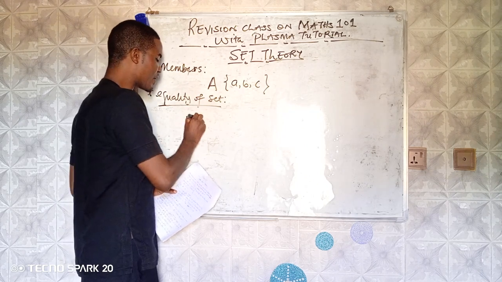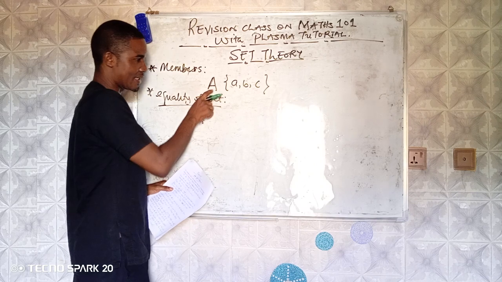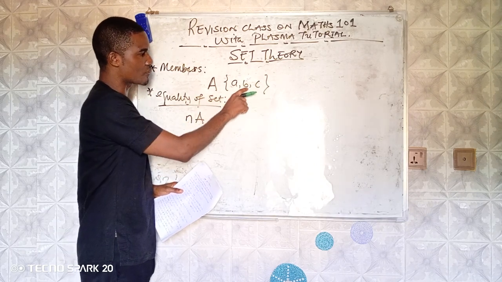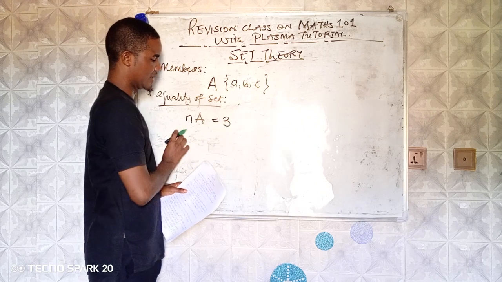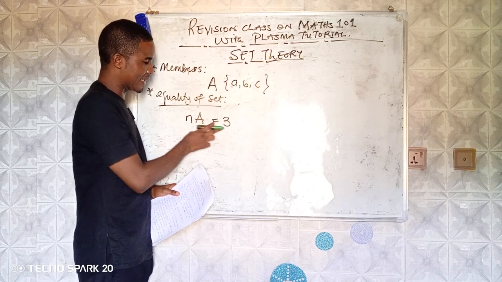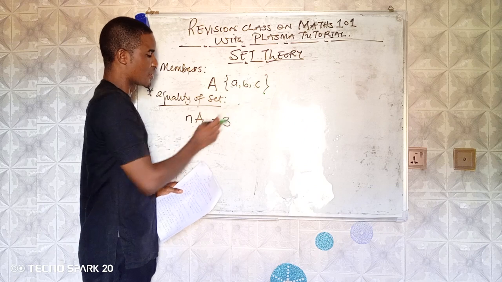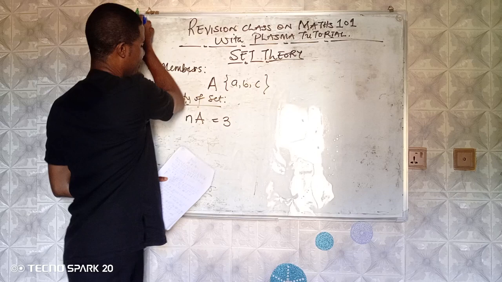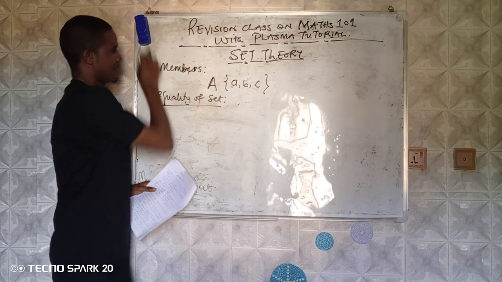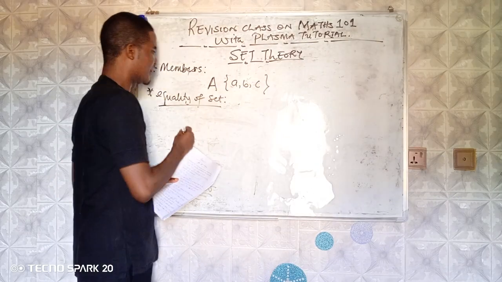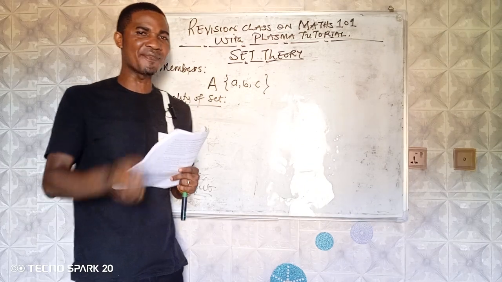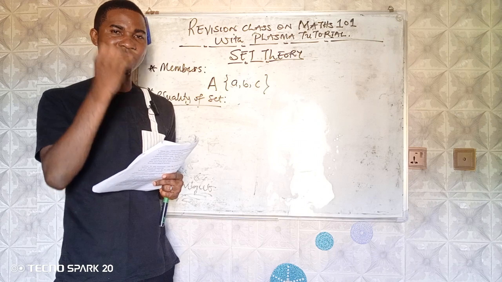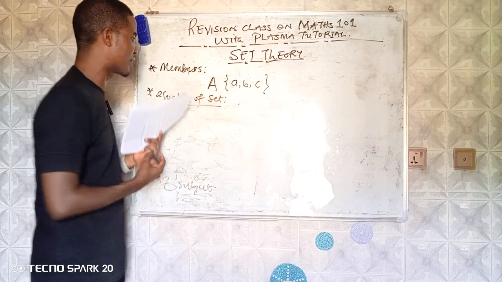For example, take set A. The cardinality of set A is 1, 2, 3, equals 3. If I'm asked to find the cardinality of set A, it is 3. So the cardinality of a set is the number of members of that set. Now, if I'm asked when two sets are equal, two sets can only be equal if they have the same cardinality and the same members. Look at what I'm trying to say.